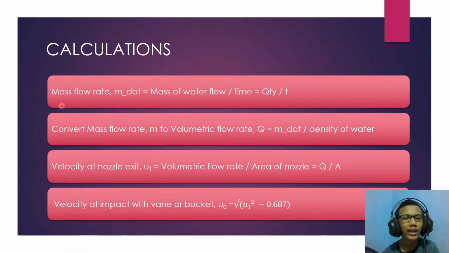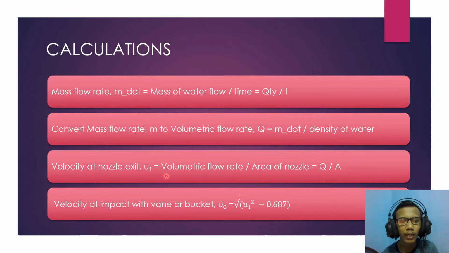Okay, so to calculate the mass flow rate, m dot equals mass of water divided by time, or if we look at the table of results, it is quantity over T. Then we can convert mass flow rate into volumetric flow rate by dividing m dot by the density of water. From volumetric flow rate, we divide by the area of the nozzle, Q over A, and then we get the velocity at nozzle exit, U1.